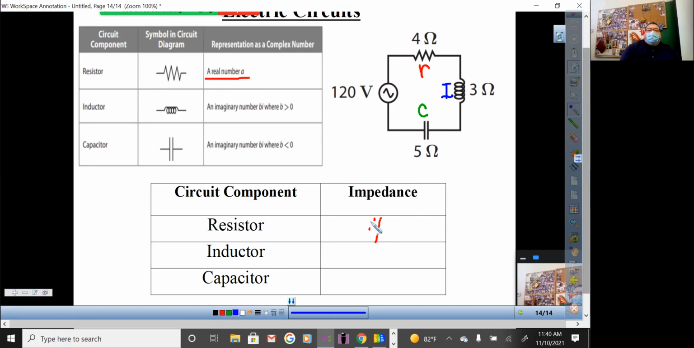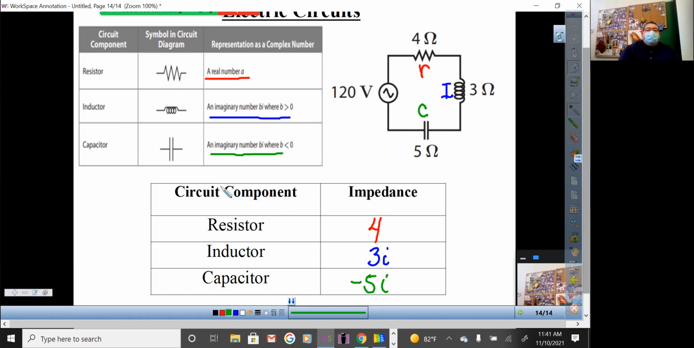Next, let's go to the inductor. What is the impedance on the inductor? 3 ohms. However, how does that translate into numbers? It's an imaginary and it's positive. That's why it's greater than 0. So this would be 3i. All right, let's go to the capacitor. The capacitor is how many ohms? 5 ohms. And how does that translate into numbers? It's an imaginary, but it's less than 0, which means it's negative. So it's negative 5i.